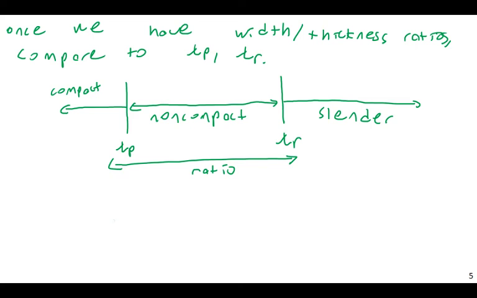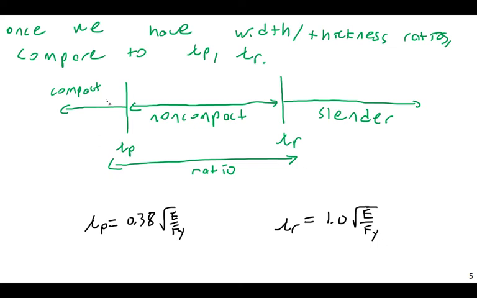For example, you might have lambda p for certain types of shapes, as we discussed previously. If we have flanges of rolled I-shaped sections, channels, and T's in flexure, lambda p, for example, is 0.38 square root of E over Fy. You may remember that from previously. And then lambda r is 1.0 times the square root of E over Fy. These are the lambda values that you would use if you're dealing with, say, W sections in flexure.